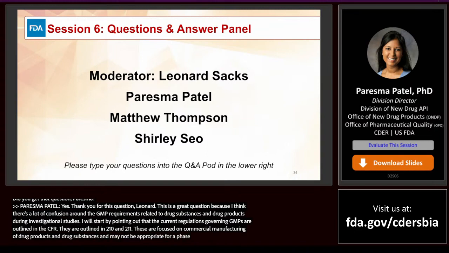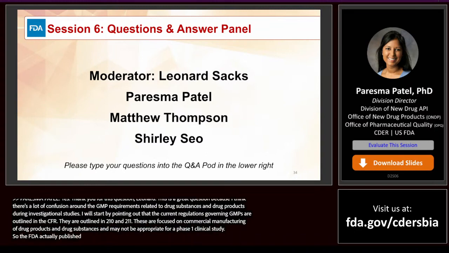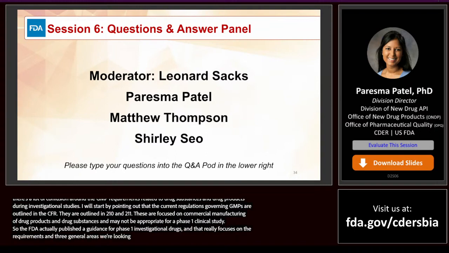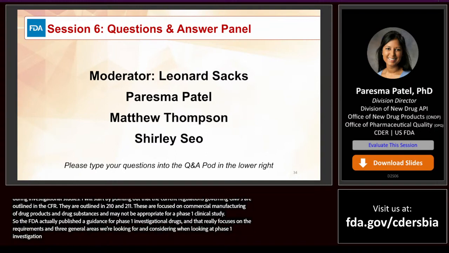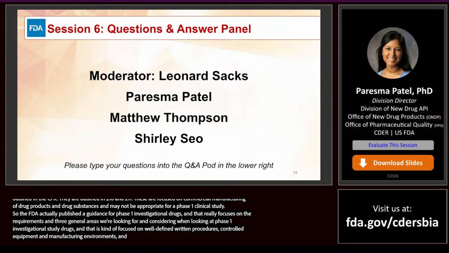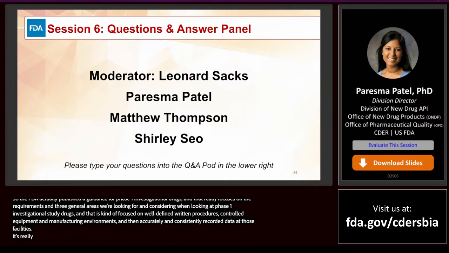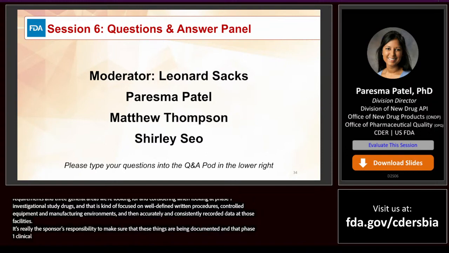So the FDA actually published a guidance that's titled GMPs for phase 1 investigational drugs. And so that really focuses on the requirements in 3 general areas that we're looking for and considering when looking at phase 1 investigational study drugs. And that is kind of focused on well-defined written procedures, controlled equipment and manufacturing environments, and then accurately and consistently recorded data at those facilities. And it's really the sponsor's responsibility to make sure that these things are being documented and that phase 1 clinical investigational drugs comply with these recommendations and this guidance.